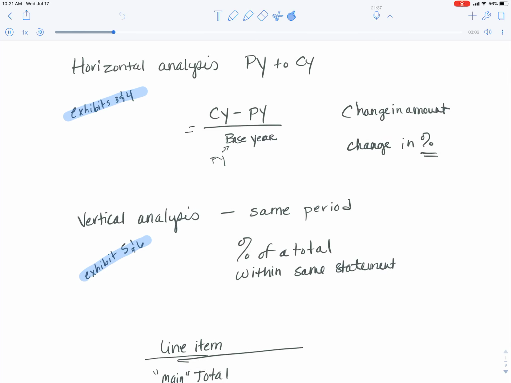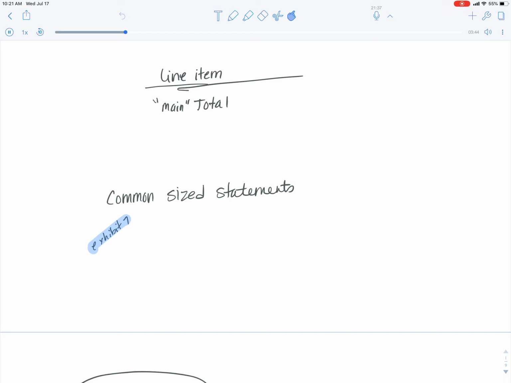And also, before we get started on the financial statements, check out Exhibit 7. It is common-sized statements. So common-sized statements are really great to use when you're analyzing financials for two different companies and the companies are different sizes. So this is a way that you can break down the percentages so that you can compare the two and not worry about one is bigger than the other.